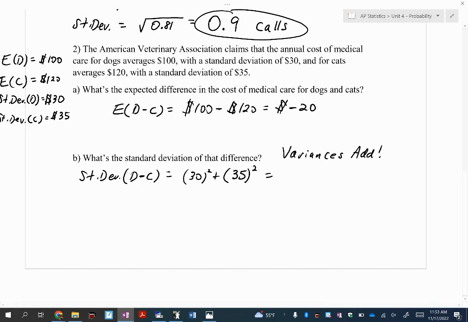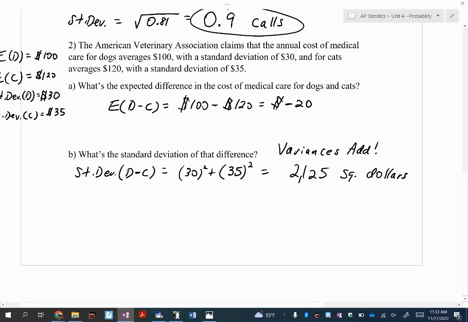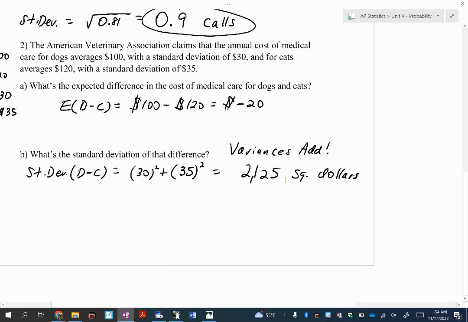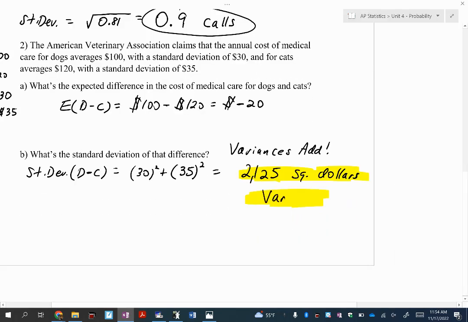$2,125. Confirm, 2125. Again, what's my units there? Dollars squared. So squared dollars. Wouldn't that be nice though if you could square your dollars? But that's not my answer, right? What is this right here? What is this square dollars? That's the variance. Nice, Victor. Well done. That is the variance. I don't want the variance, right? I don't want square dollars.